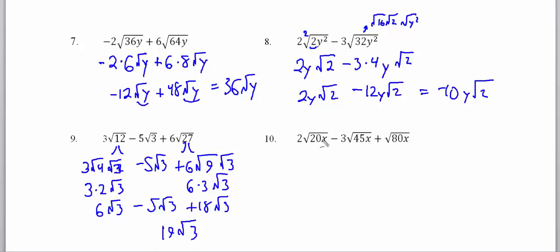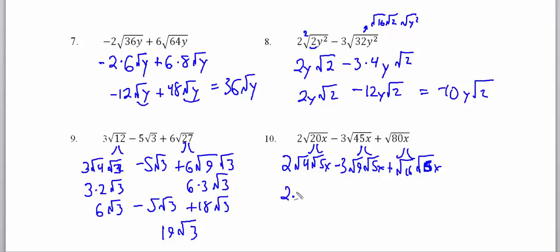For our last problem here, we're going to have to break each of these down. This is the square root of 4 times the square root of 5x. This here is the square root of 9 times the square root of 5x. And this here is the square root of 16 times the square root of 5x. Or I wrote 15, but you know I meant 5. Okay. So now we can't forget the leading coefficients here. Like this had a 2, this had a minus 3, and this didn't have any leading coefficient other than 1, so we'll put a plus there.